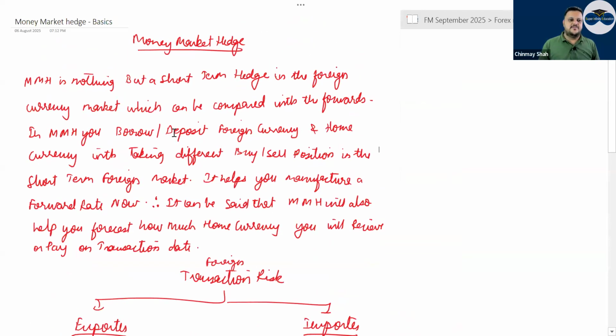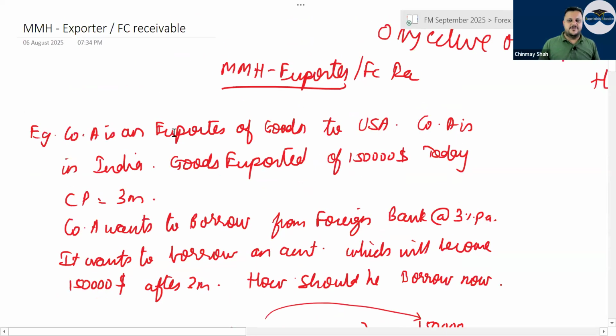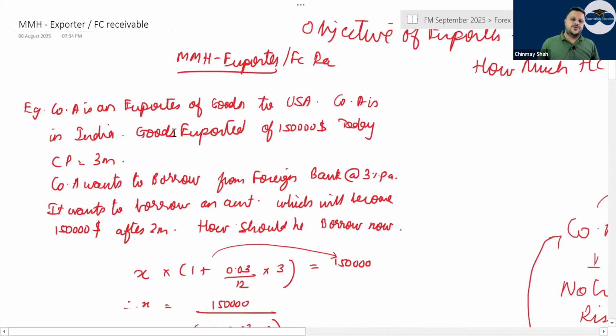Now let's go to MMH exporter. The story is what? An exporter is going to receive some foreign currency amount after 3 months, correct? So he says, I cannot wait for 3 months, I want that money now. So the exporter goes to the bank and says, boss, after 3 months I will get this money, but I want this money now, right?